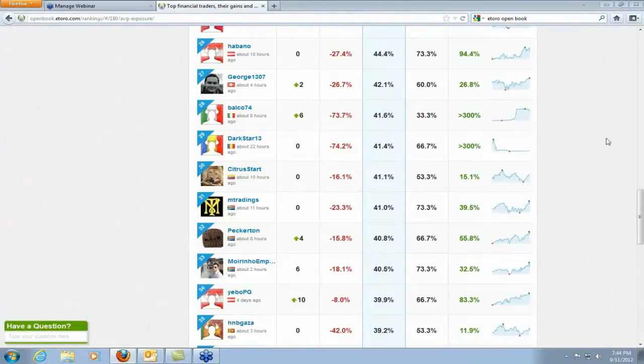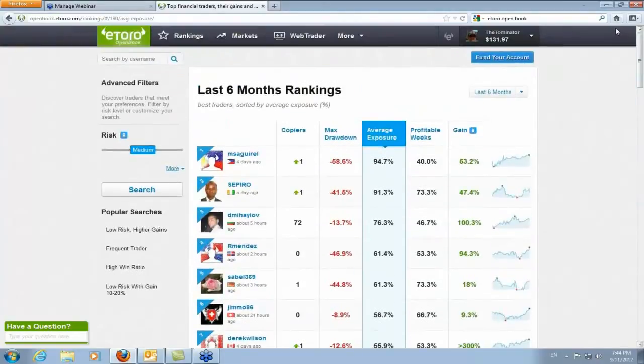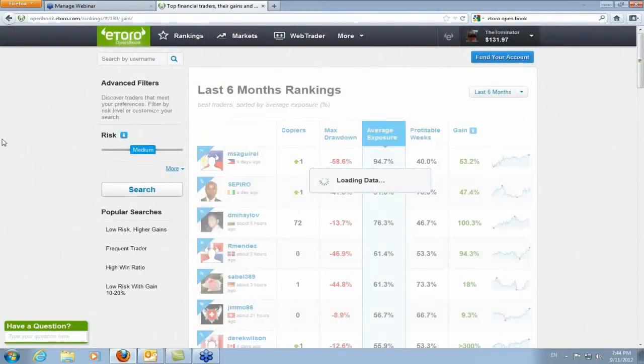I'm going to pick it for you. Let's go by percentage of gain. Try to segment them by percentage of gain, and let's see how it works. While the percentage of gain loads up, I can show you another way to find the traders that you want, and that is the Guru Finder.